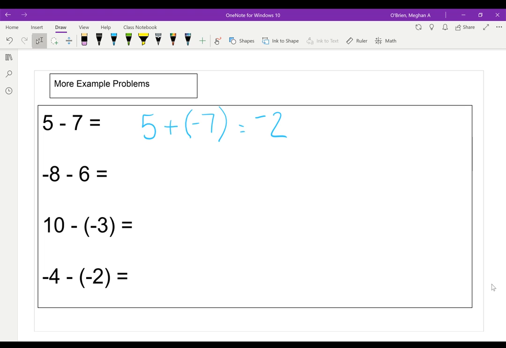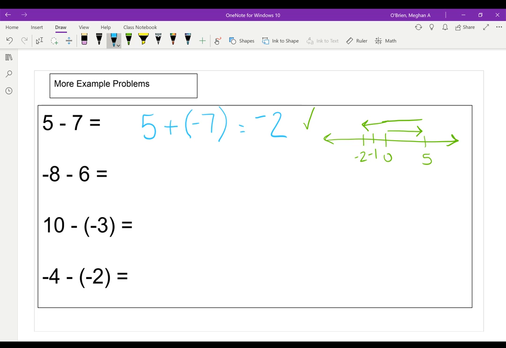Okay, drawing it out on a number line. Just a quick sketch. Here's 0. I go to the 5. But then I go back 7. So I go back 5, 6, 7 spaces. And that would be negative 2.